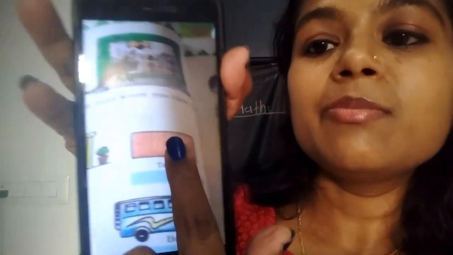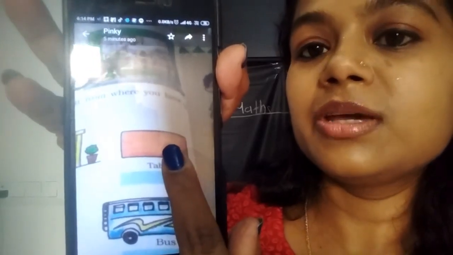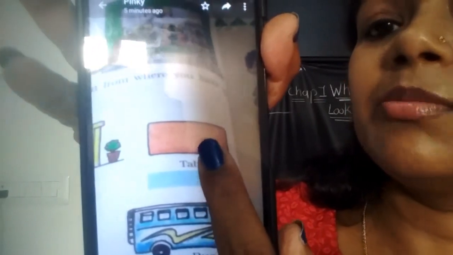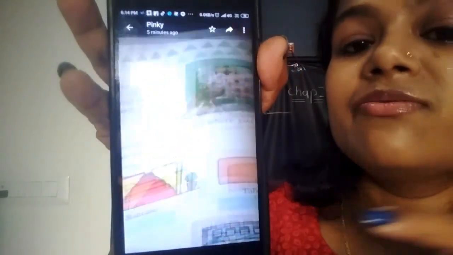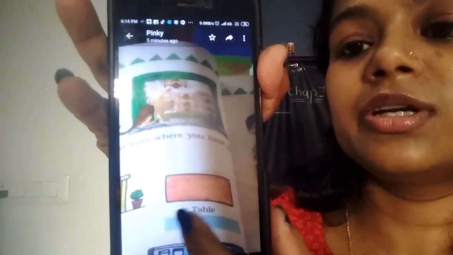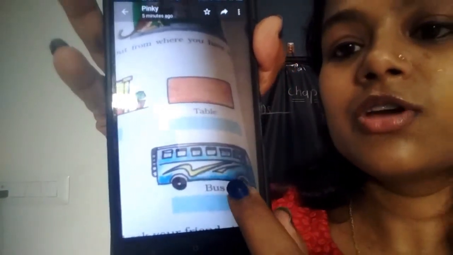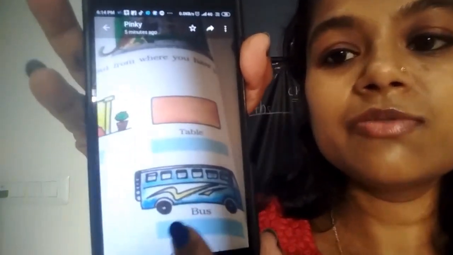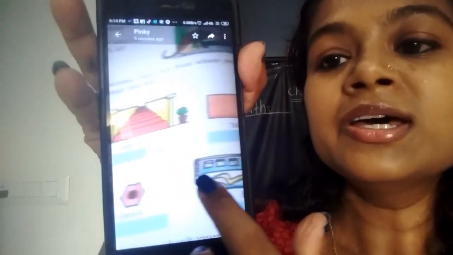Now this is a picture of a table. When do we see the table this way? When we see the table from the top. It is a rectangular table, and when we see this table from the top, we see the table this way. Look below, there is a bus. When do we see the bus this way? We see this bus when we look at it from the side.